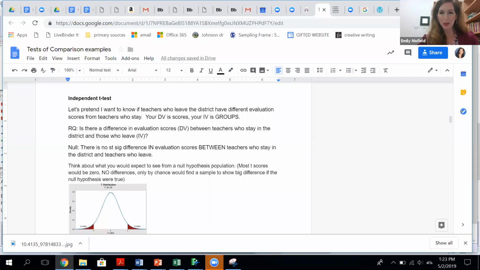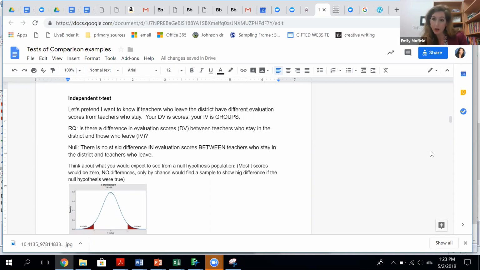All right, we are going to learn how to write up and go through conceptually an independent t-test. Let's imagine that I want to know if the evaluation scores are different between teachers who stay in the district versus teachers who leave the district.